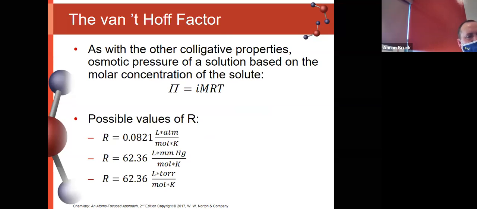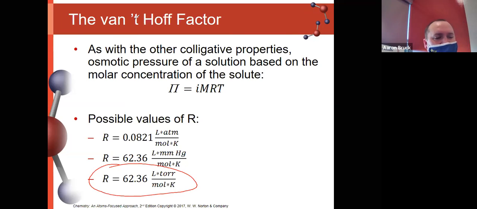And so, as I mentioned before, the van 't Hoff factor does play a role in here, especially for our ionic substances, our ionic solutions. I did neglect one unit of R, and it is this bottom one. The reason I left it out is because it is exactly the same as the one above it. Millimeters of mercury and torr are the same pressure unit.